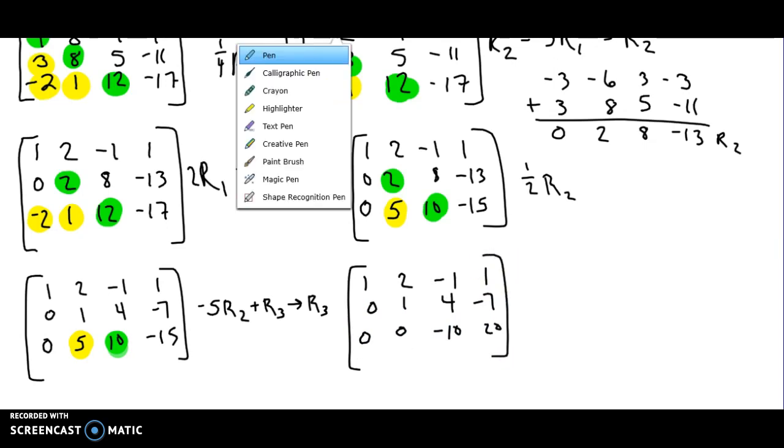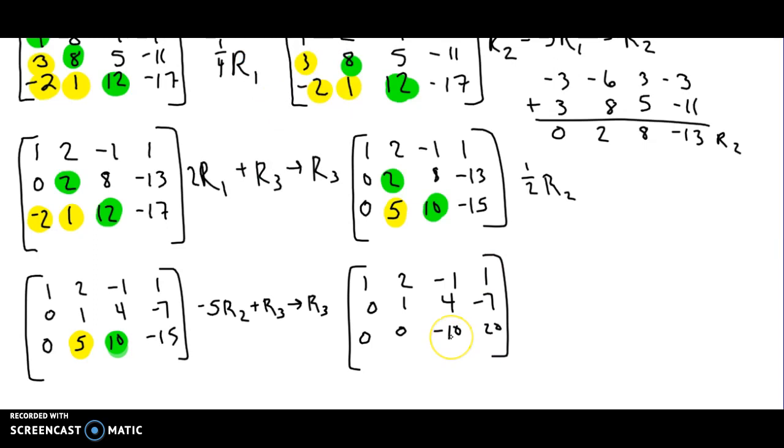So I'm going to go ahead and highlight what needs to be changed still. Negative 10, remember we want it to be a 1, so I'm going to highlight that as green. And in order to change this negative 10 into a positive 1, I'm going to go ahead and multiply negative 1 over 10 by R3.